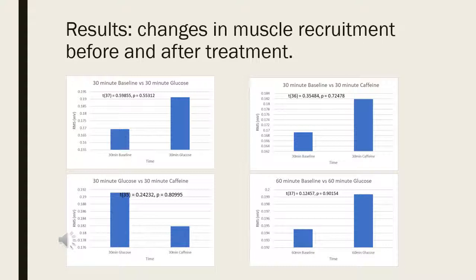In the results, you can see that in the 30-minute baseline versus 30-minute glucose, the baseline actually recruited fewer muscle fibers than the glucose. And the same in the baseline versus the 30-minute caffeine. The baseline was seen to recruit less than the caffeine. But when you look at 30-minute caffeine versus the 30-minute glucose, you can see that the glucose actually recruited more muscle fibers than the caffeine did. And the 60-minute baseline versus the 60-minute glucose is similar to the 30-minute baseline versus the 30-minute glucose.